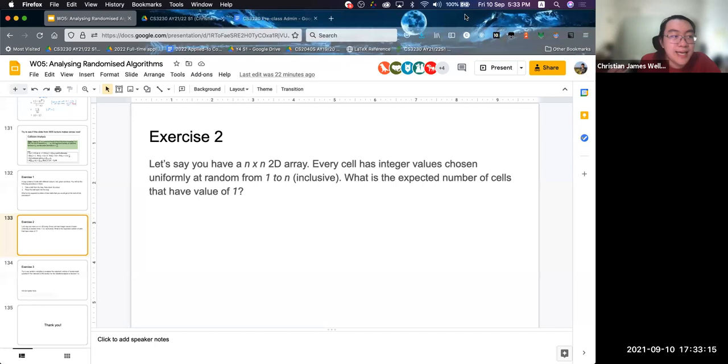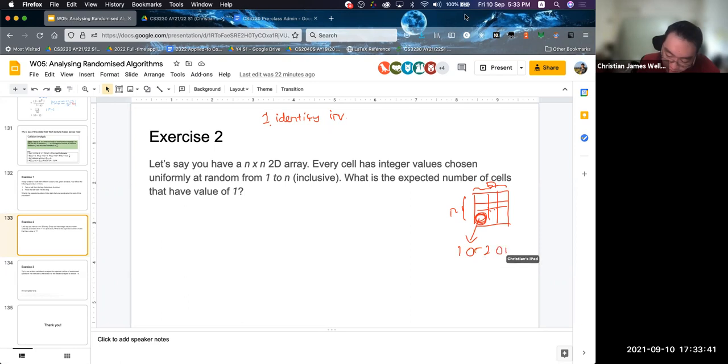So here, again, it's a game of first identifying the IRV, the indicator random variable. Sorry, let me go through the question first, what it's trying to see. So I have a 2D array. This is N, this is N. Every cell here can be 1 or 2 or 3, all the way to N. Every cell is the same, there's no dependency, and each cell is not limited to anything other than 1 to N, any of these, okay?